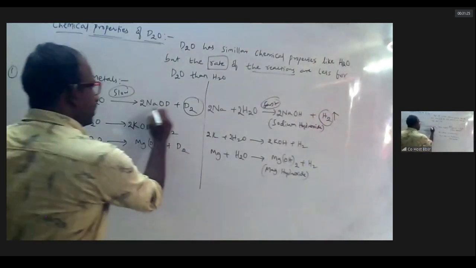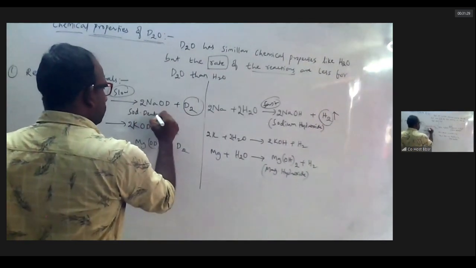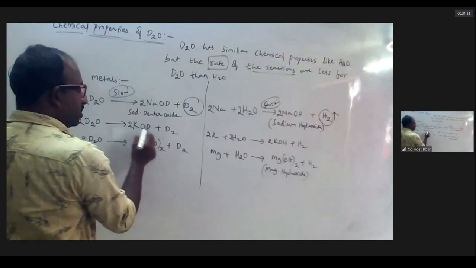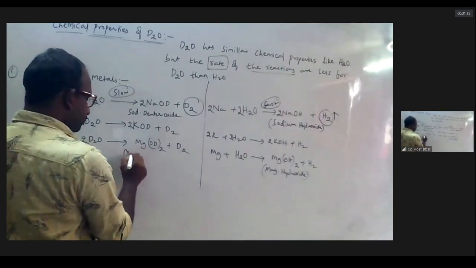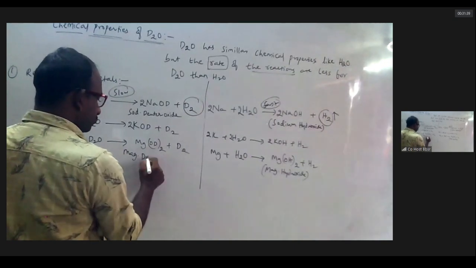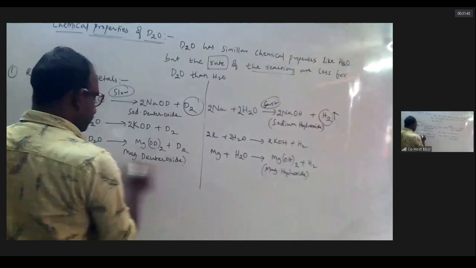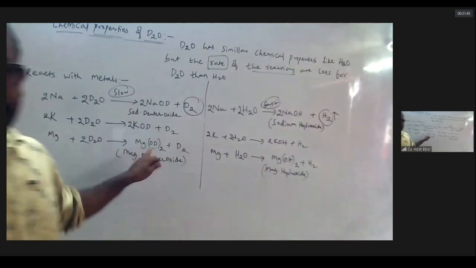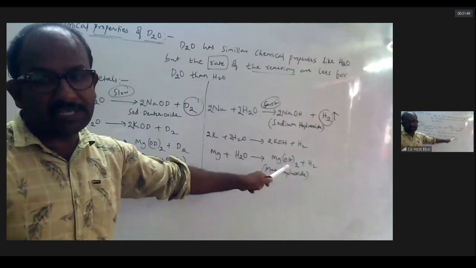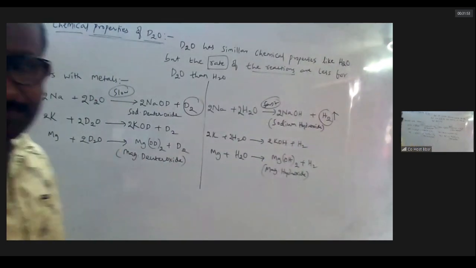This is sodium deuteroxide. This is potassium deuteroxide. This is magnesium deuteroxide. Right, magnesium deuteroxide. This is magnesium hydroxide. Hydrogen है तो hydroxide. Deuterium है तो deuteroxide.